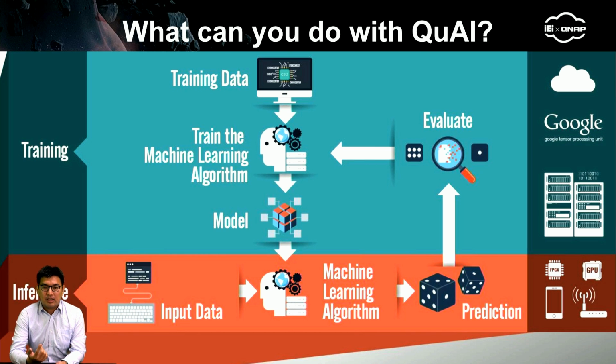So in this life cycle, you can see that data access is very important, and computing power is another important one. That's why we would like to introduce the QNAP NAS, the IEI IPC, and the computing card to you.